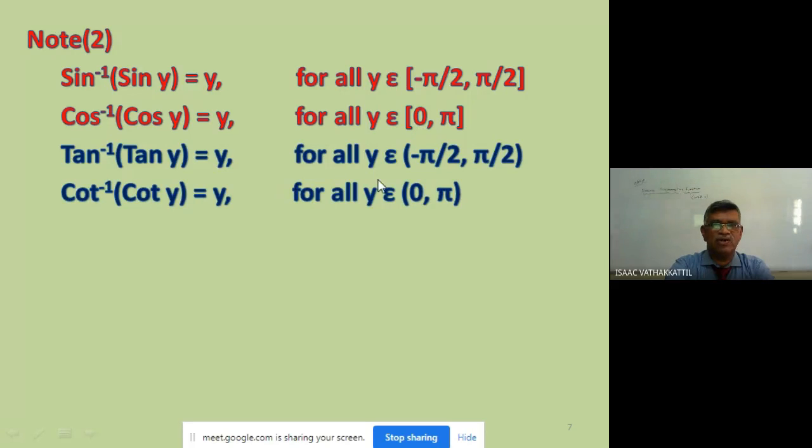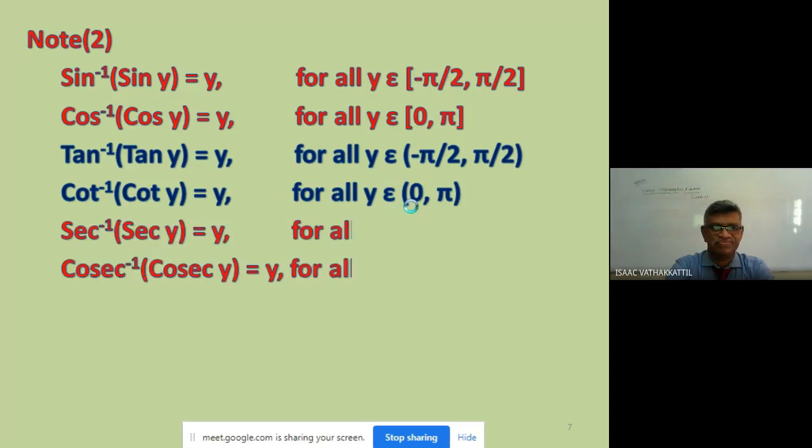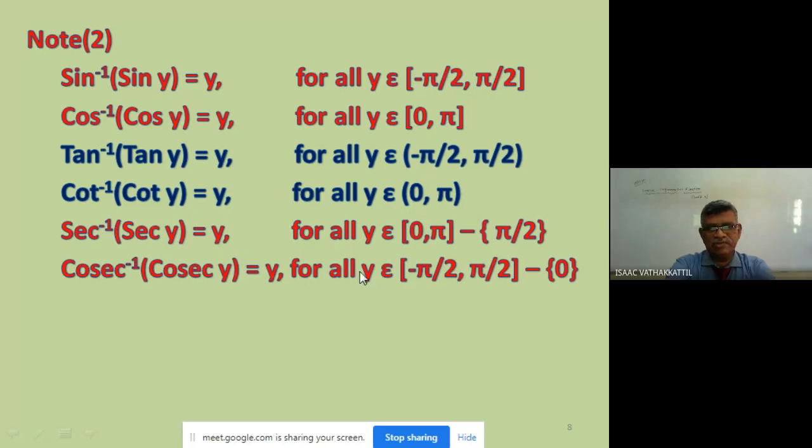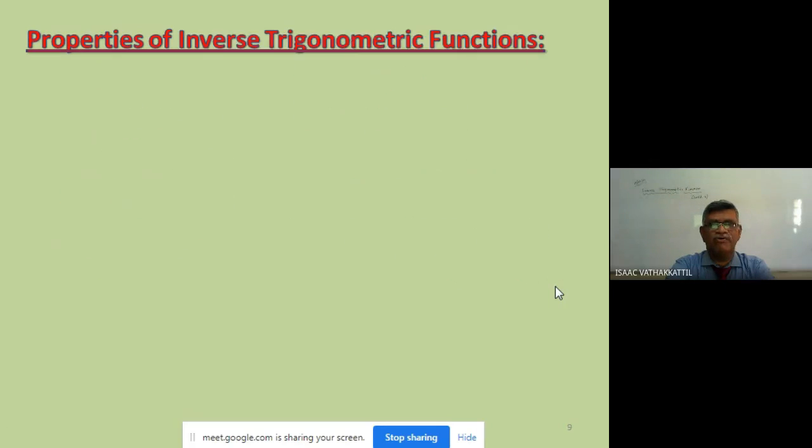Tan inverse tan y equals y for y belongs to open minus pi by 2, pi by 2. And cot inverse cot y equals y for open 0, pi. Sec inverse sec y equals y for y belongs to the closed interval 0, pi excluding the singleton set pi by 2, and cosec inverse cosec y equals y for y belongs to the closed interval minus pi by 2, pi by 2 excluding 0. Remembering all this, now we go for the properties.